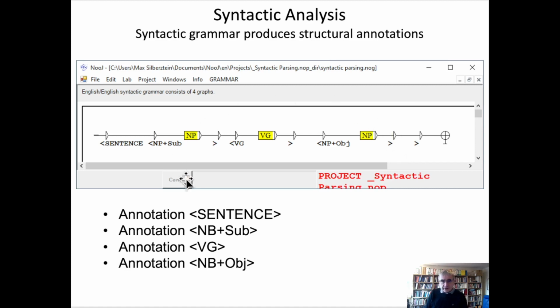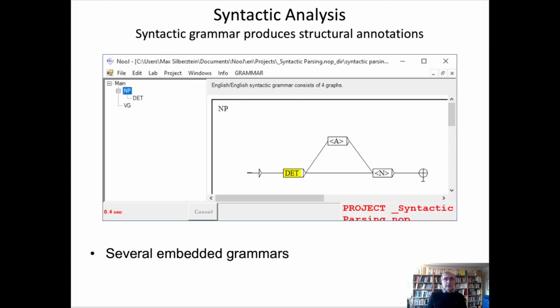So this syntactic grammar will recognize the man eats the apple and will annotate the whole sentence as a sentence, the man as a NP plus sub, a subject noun phrase, eats as a verb group, and then the apple as an object noun phrase. If we look inside the NP here, this NP will recognize a determiner followed by an optional adjective followed by a noun.